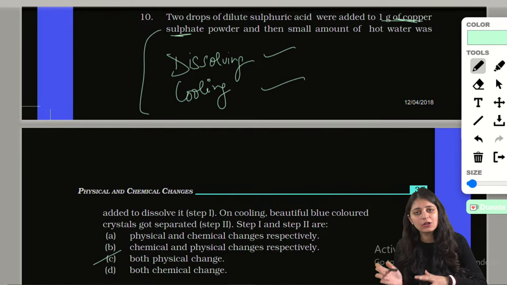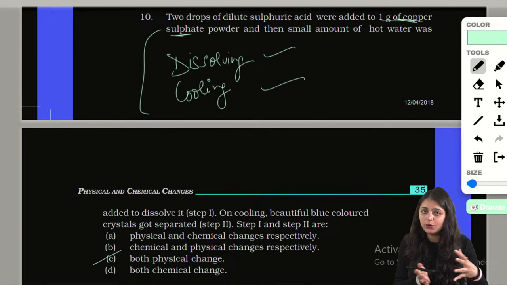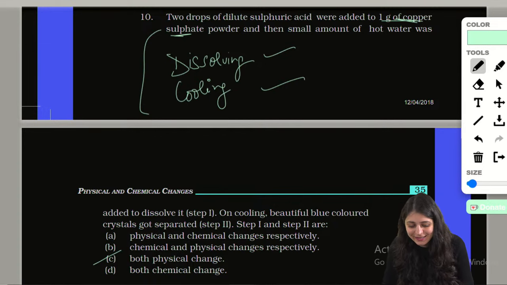When you dissolve, it's still copper sulfate. When you cool it down, you will get crystals of copper sulfate. No new substance is being formed. Hana? So correct answer kya ho gaya? Option C.